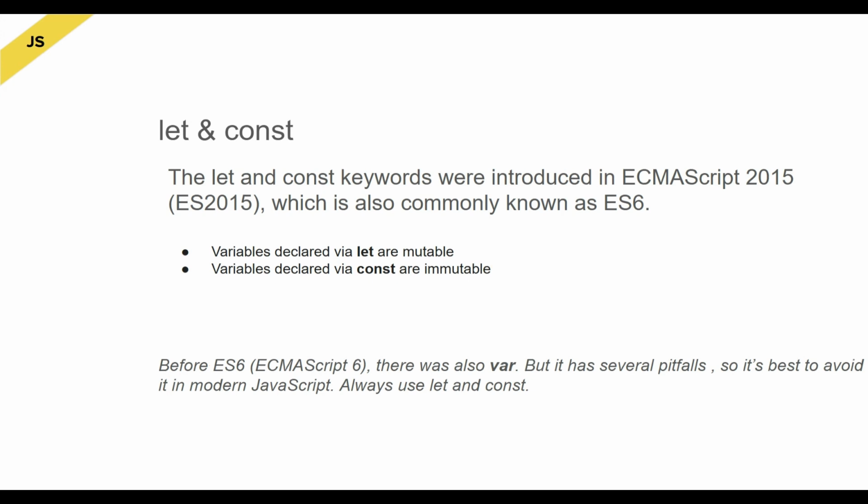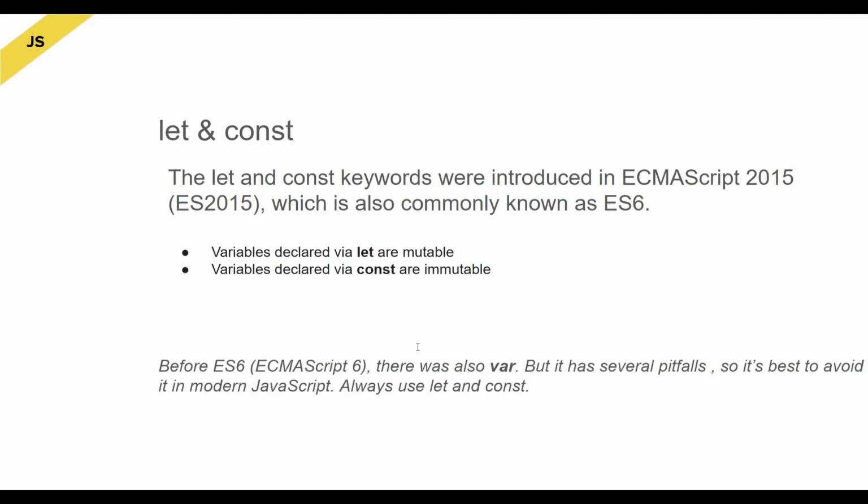Variables declared via let are mutable. Mutable means we can change the value. Variables declared via const are immutable. Immutable means we cannot modify the value, it is fixed.